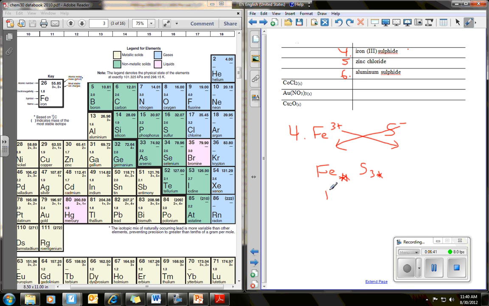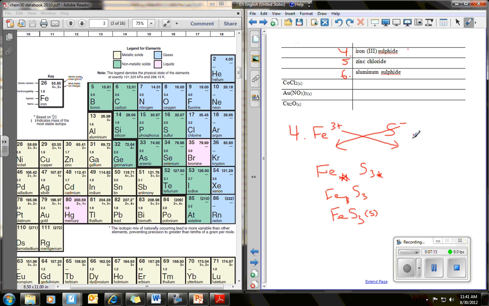Next step, I eliminate the charges. So I would have Fe1 S3. Next part, I simplify to its simplest form. Here, 1 and 3 is its simplest form. You cannot go smaller than 1, but you do not need to write 1. We just assume that 1 is there. So my formula is written as FeS3, and it's an ionic compound, so it's in solid form. I need to indicate that as well. So this is the crossover version.